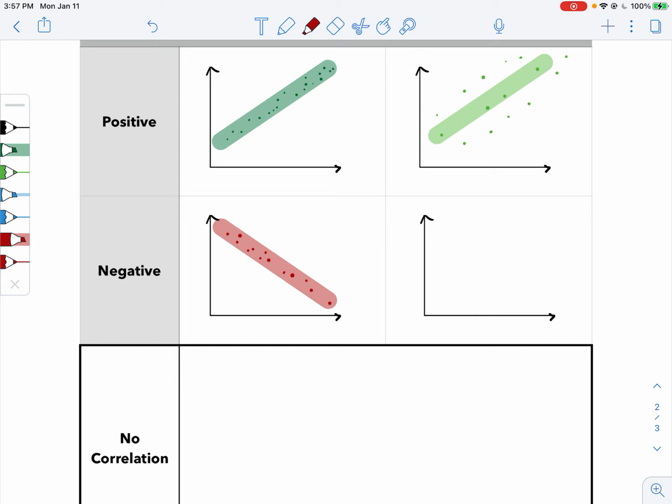I'm going to make it a little bit of a different color. If you have a negative correlation that's weak, then some dots might lie on the line, but some are really far out. But as you can tell, they're still trending downwards. So there you go.